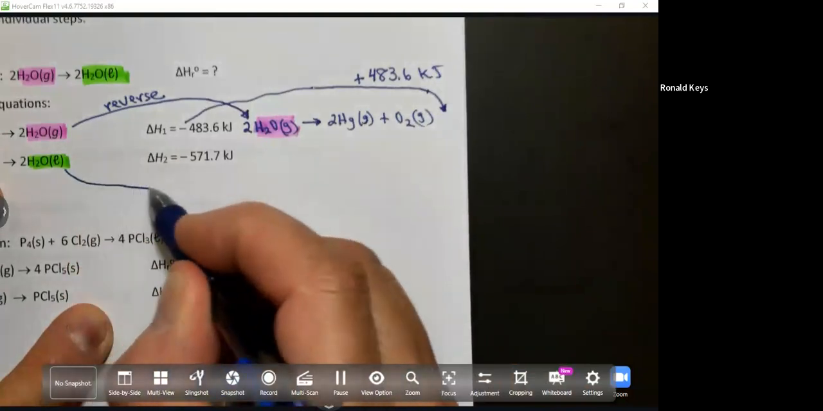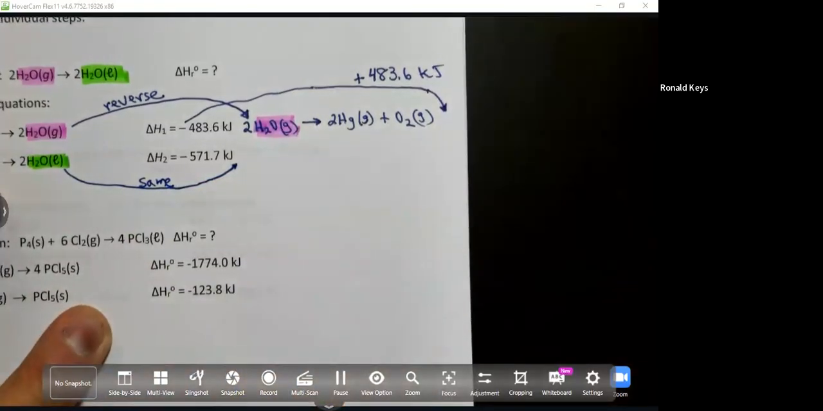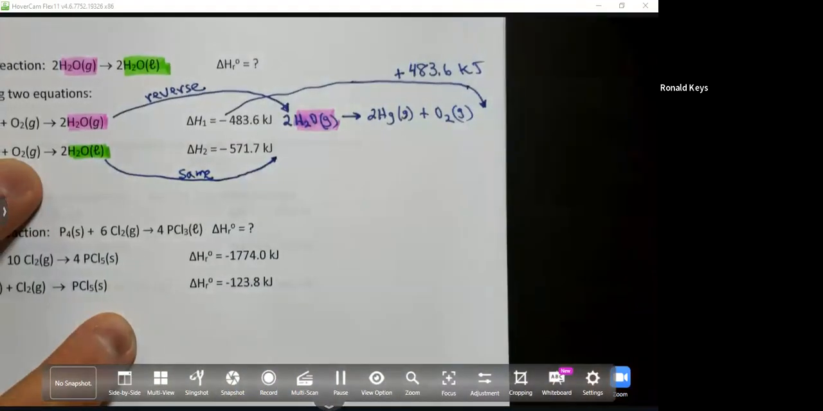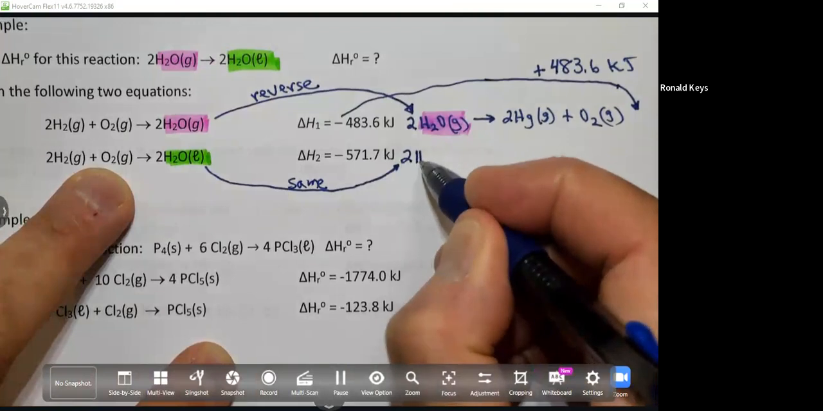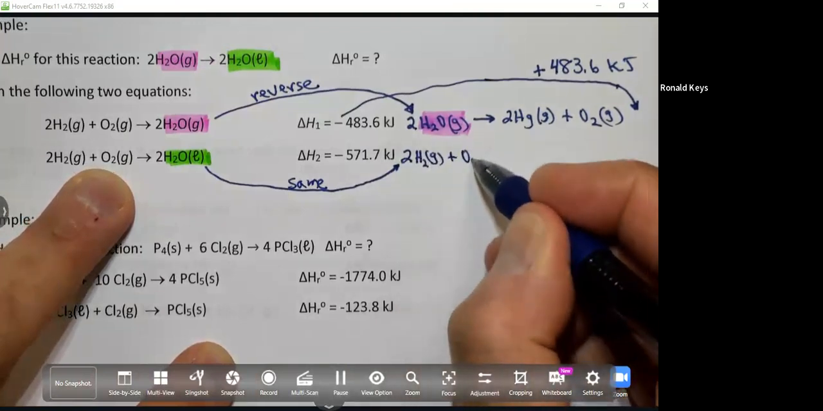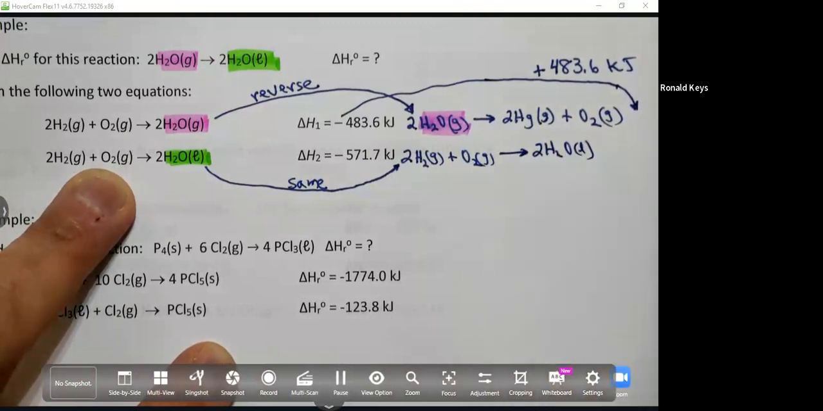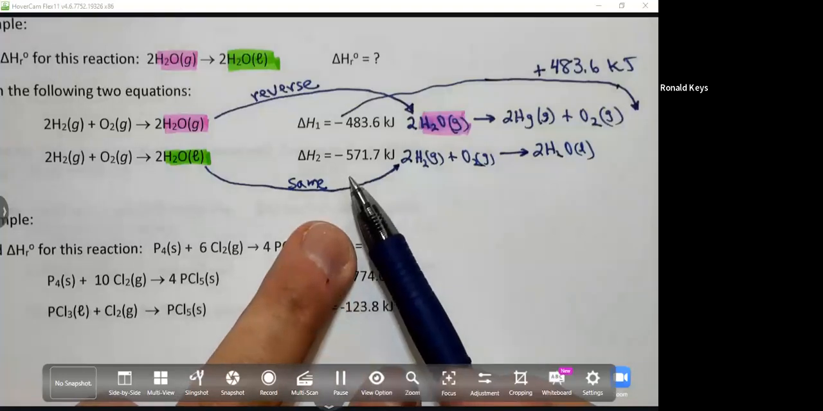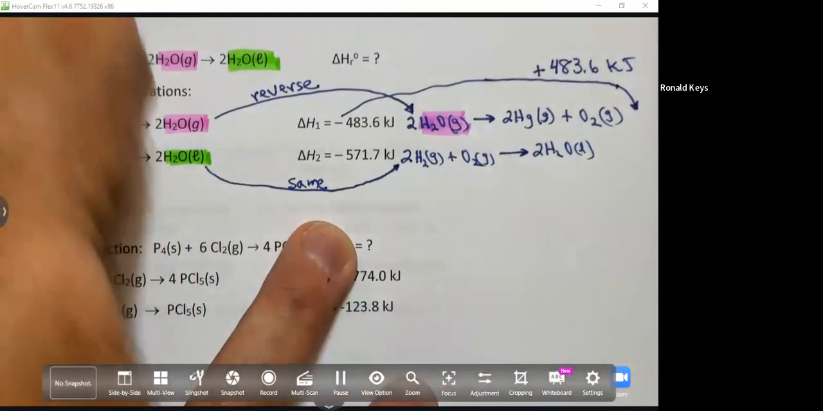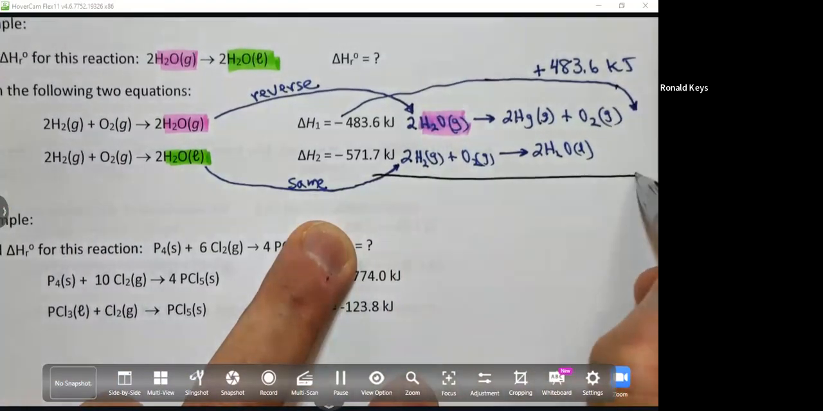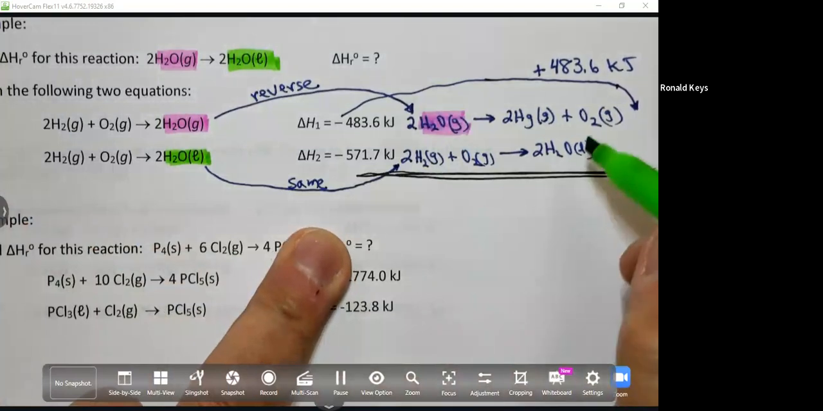I am going to bring this one over, and I'm not going to change anything. It's going to be the same. So I'm just going to write it as is. We have 2 H2 gas plus O2 gas, get 2 H2O liquid. And my heat stays the same, negative. I'm going to draw a line. H2O liquid is over here.